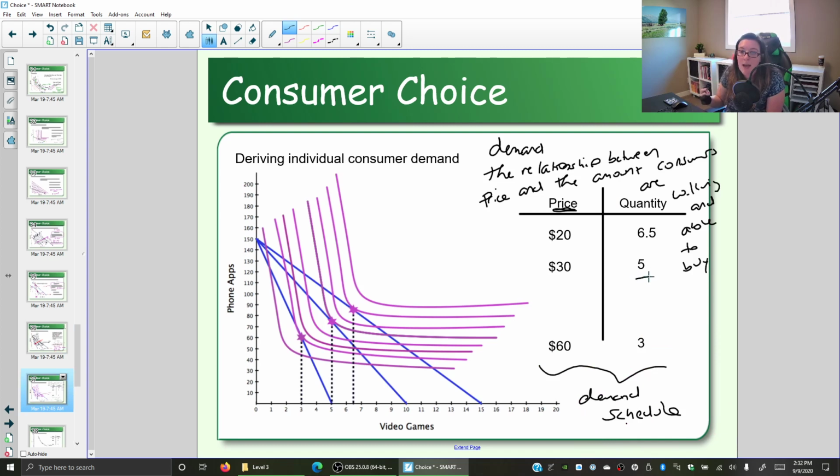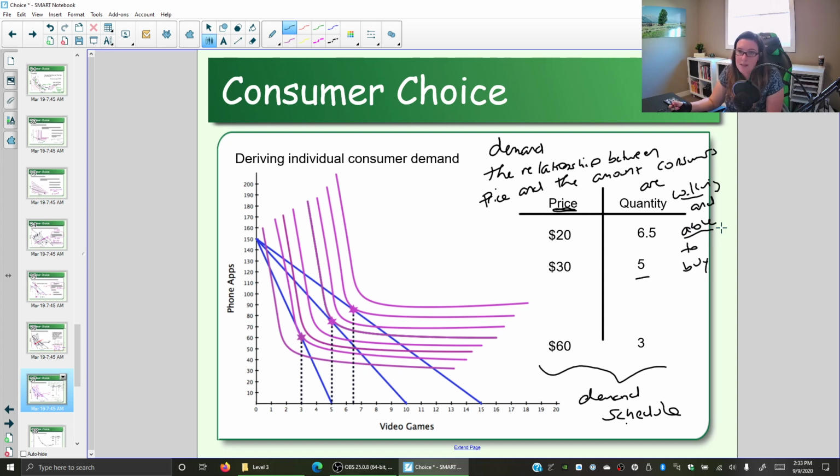So we're looking at how we change the price of video games, what happens to the amount of video games we are willing and able to buy. It depends on how willing we are to buy video games. That is the indifference curves. How much do we like video games versus an alternative like phone apps? Then we have to consider what we're able to buy. That is the budget line.